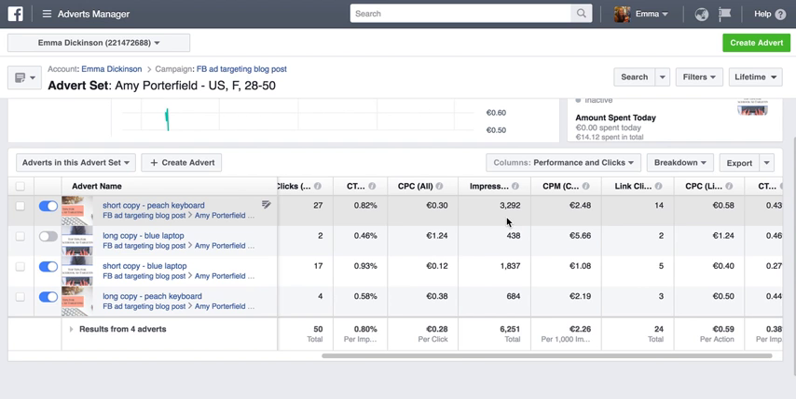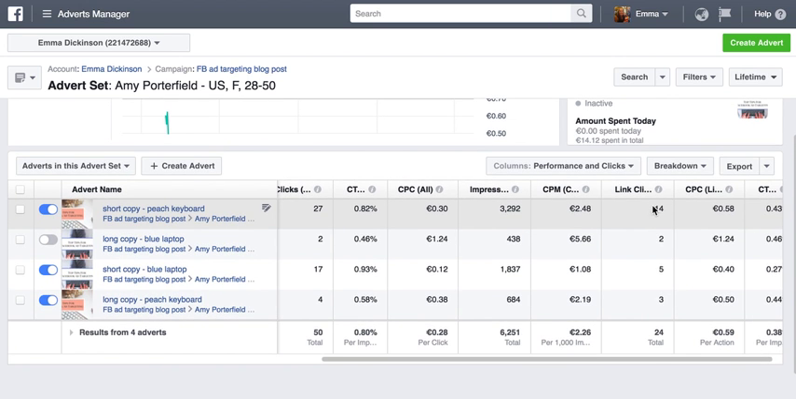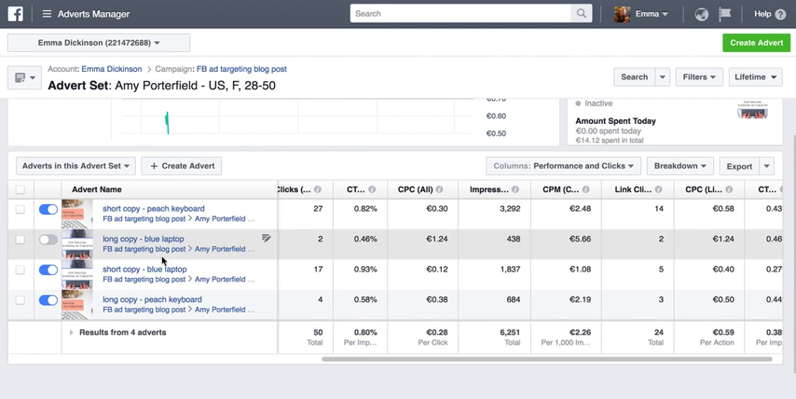Again, if you were looking at a conversion, you could compare the number of link clicks versus the number of conversions you got and work out your landing page conversion rate. That would be specific to each advert rather than being specific to the audience that you've created. So hopefully that makes sense, how you can move through from campaign to ad set to ad and the different statistics that you want to be looking at.